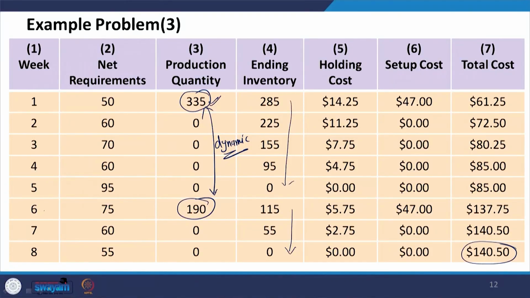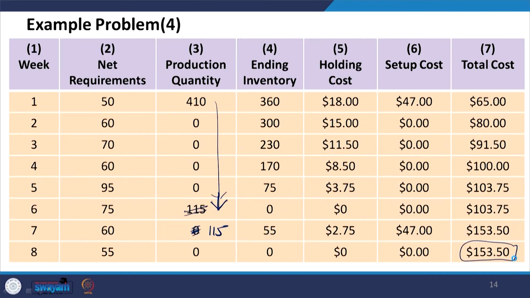Therefore, I will go with this type of classification, where I will order once of 335 units, then of 190 units, and my total cost is coming $140, and here it is coming $153.50, which is slightly higher than the least total cost. And then, in our industry, we need to see which method is more suitable.